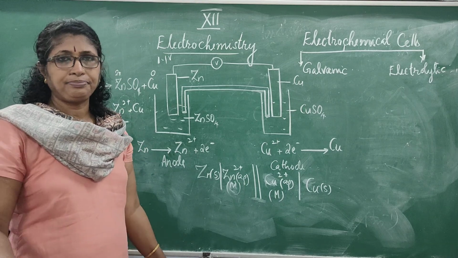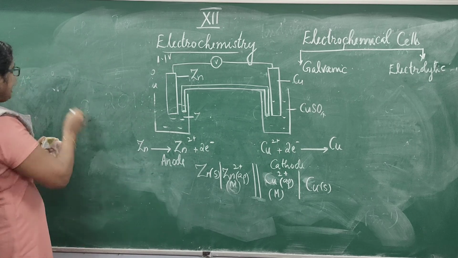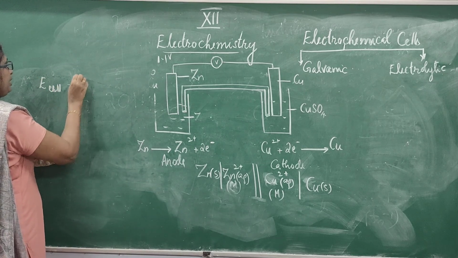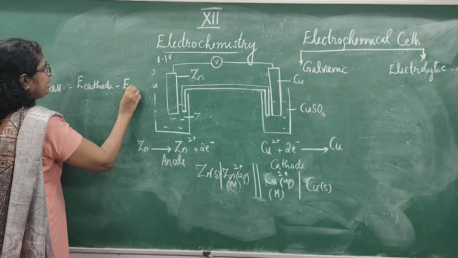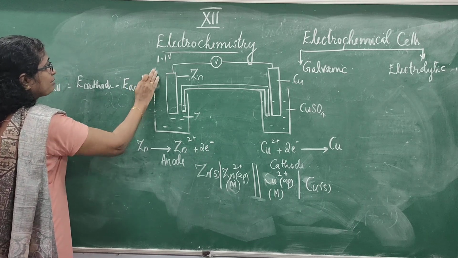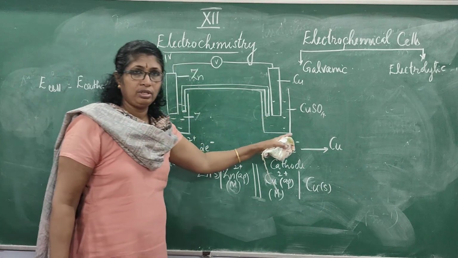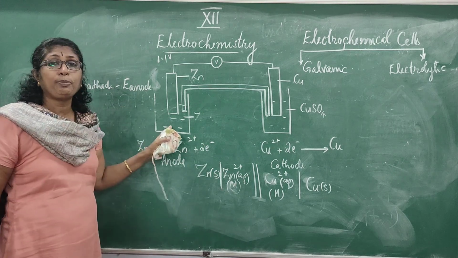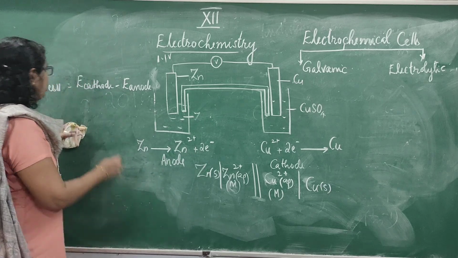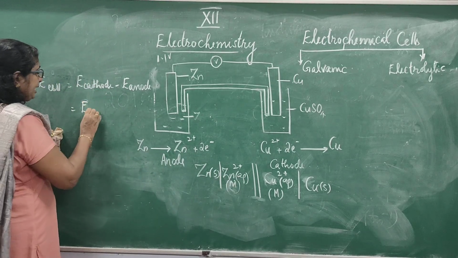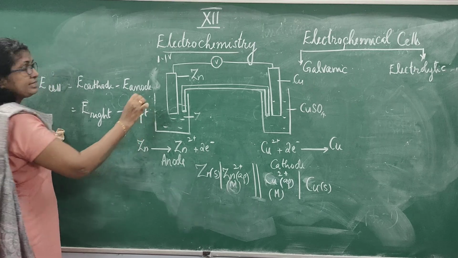Now we will go beyond that. The cell potential of this cell, E cell, is equal to E cathode minus E anode. Now, this is also what we have studied in 11th class. What is this E cathode? It is the electrode potential of the cathode minus E anode, the electrode potential of the anode. Or it is also E right minus E left.